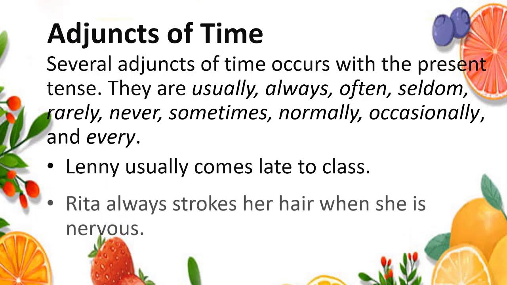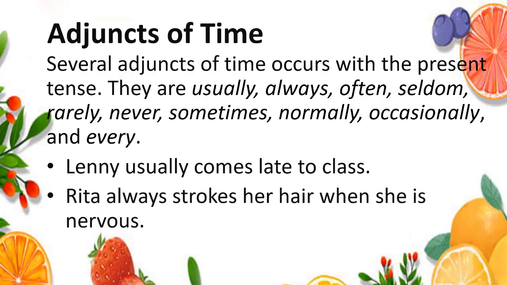Here we have Rita always strokes her hair when she is nervous. So when she feels nervous, she strokes her hair, combs her hair with her fingers. That's an adjunct of time. And again, always here occurs in the middle.